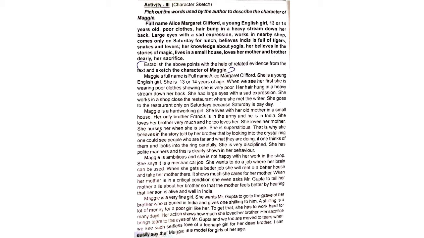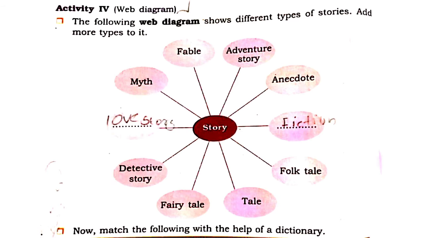Then next one, activity 4. You can see the activity 4. Look at that. What is that? There is a web diagram. The following web diagram shows different types of stories. Add more types to each. Okay, story: fable, that is a fable story, then adventure story, anecdote, then folk tale, tale, fairy tale, then detective story and all. Then horror story. Then a myth is there. Fiction is the type of literature.